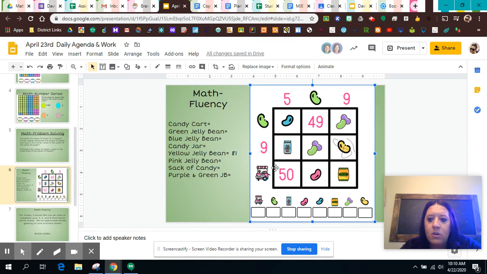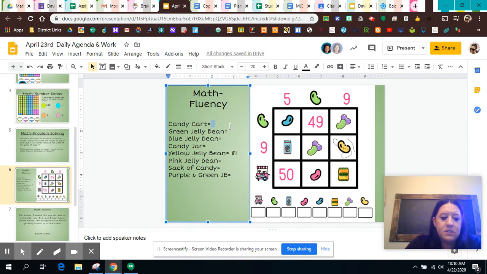So let's go back and see if there are any others that we can figure out with what we already have. So we talked about this 5 and this 50. So 5 groups of what equals 50? I know that you guys are all probably yelling at your screens, that's 10. So that one would be the candy cart. So I'm going to find the candy cart, and I'm going to put in 10 there, because that one equals 10.